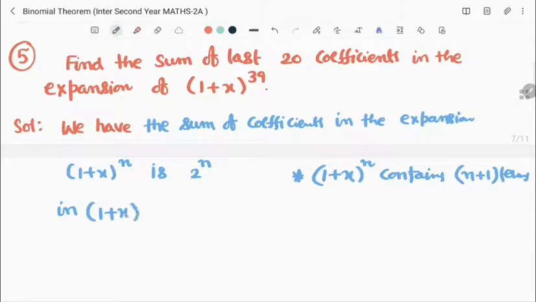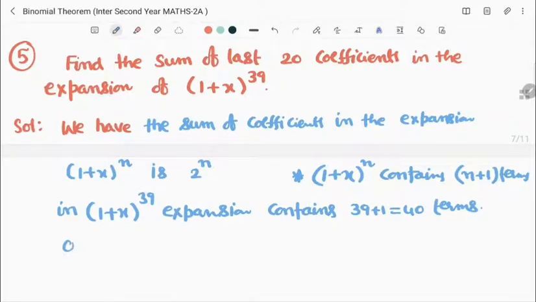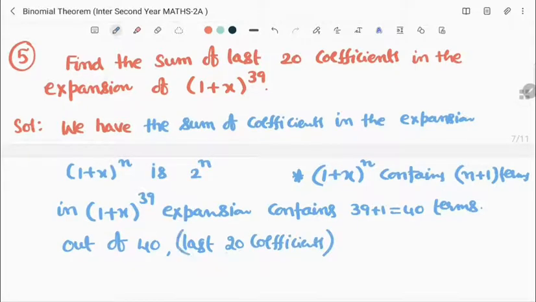In the (1 + x)^39 expansion, it contains 39 + 1, which is equal to 40 terms. So out of 40, the last 20 coefficients means half of the sum of the coefficients.